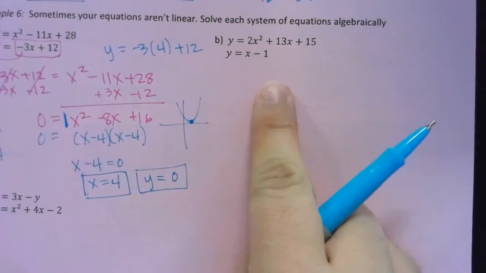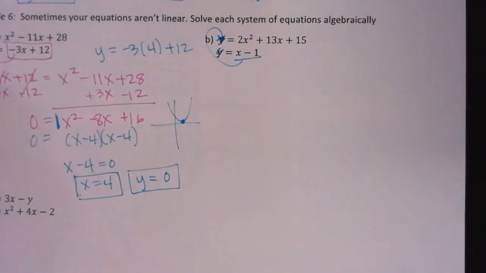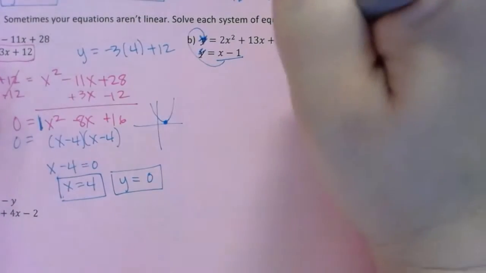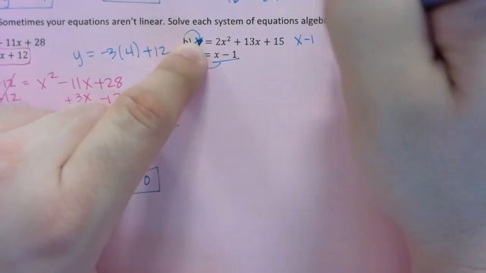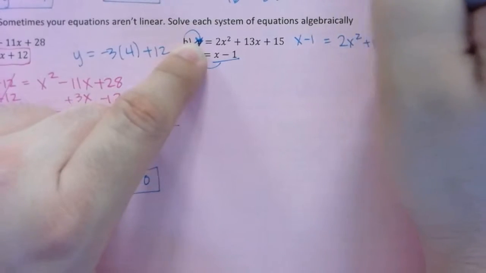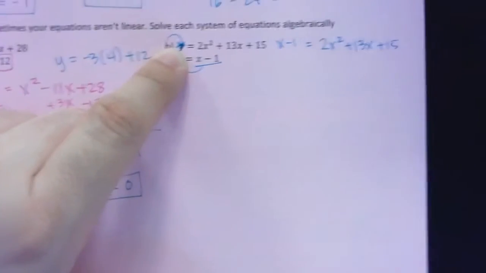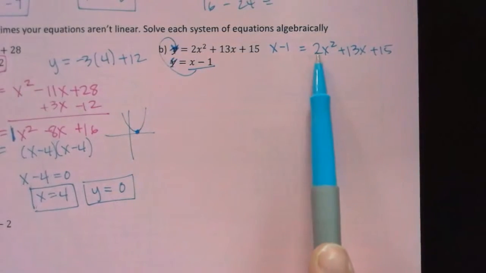Looking at this one, let's do the same thing. They're both y, so I'm going to substitute one in for the other. When we rewrite that, I will say x minus 1, that's the y from down here, brought up here, equals 2x squared plus 13x plus 15. So, we said before, anytime that's not a 1, you're going to have to factor by grouping.